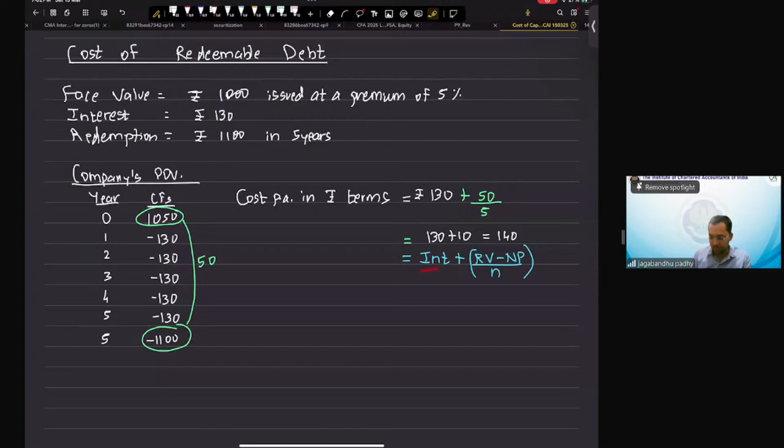Does it make sense for you guys now? Because this 50 has been arrived at as 1100 minus 1050. This 1100 is nothing but your redemption value, and 1050 is your net proceeds. Essentially, cost per annum in rupee terms is going to be interest plus redemption value minus net proceeds upon n. Make sense, everyone? Okay.